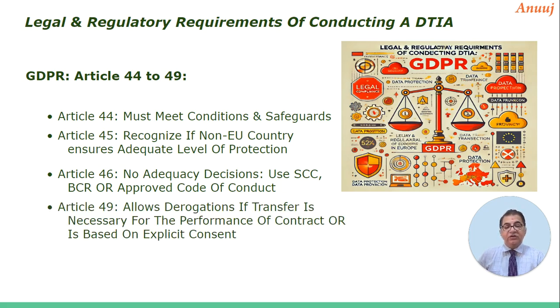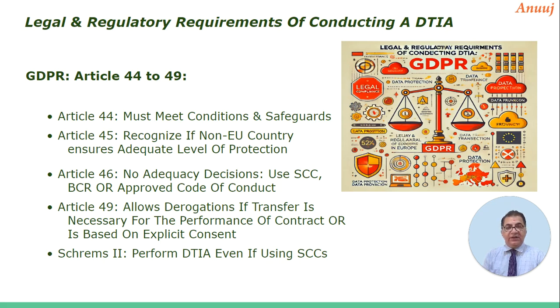Article 49 allows derogations, that means exceptions to DTIA, and allows cross-border data transfer even to inadequate or non-adequate countries only if the transfer of information is required for the performance of the project or the contract, or if there is an explicit consent from the data subject that his personal information would be moved out of the European country to a non-adequate country.